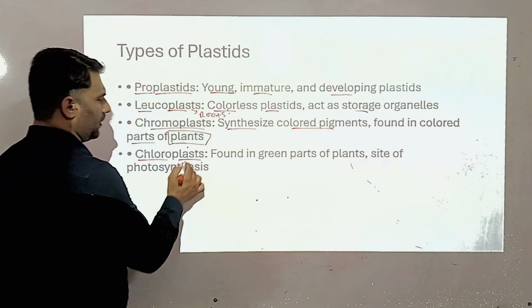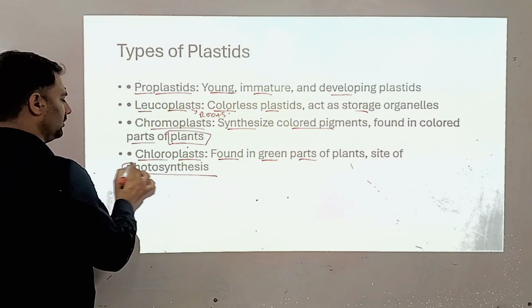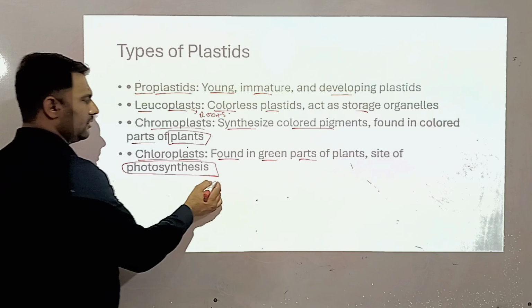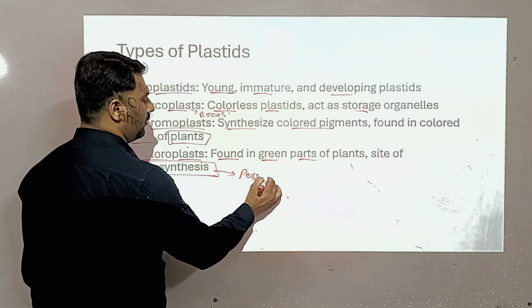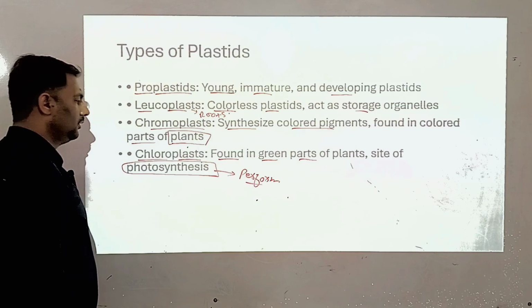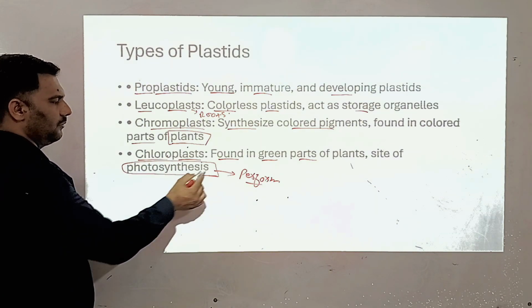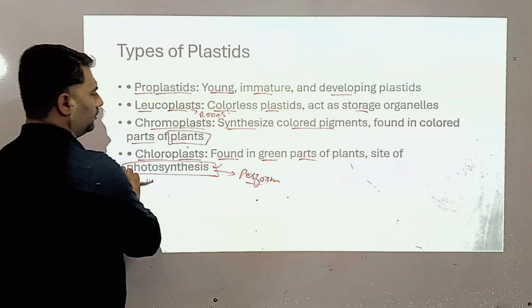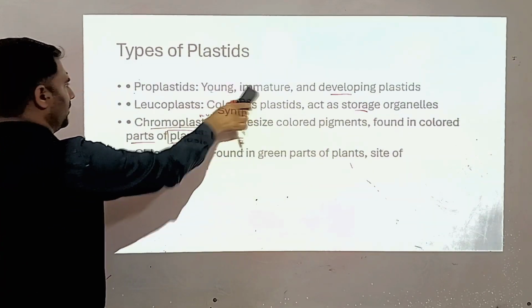Last is the chloroplast. It is found in the green parts of the plants as the site of photosynthesis. Actually, chlorophyll is the organic substance which performs the photosynthesis. So the chloroplast contains the chlorophyll, and chlorophyll performs the photosynthesis. So these are the four kinds of plastids.